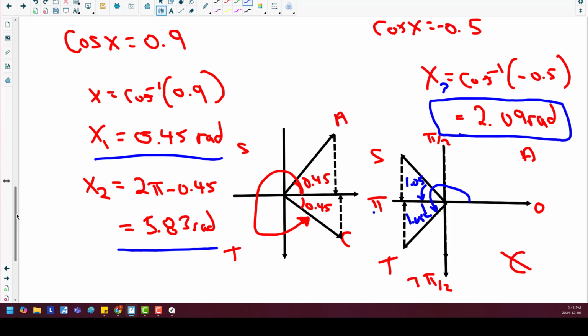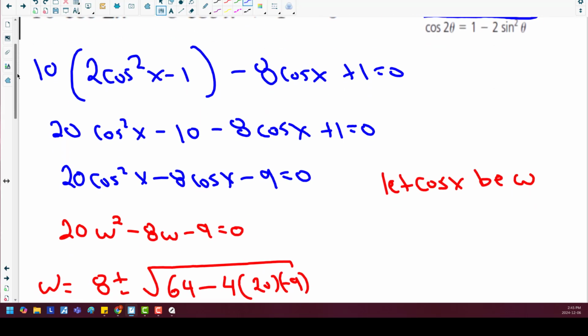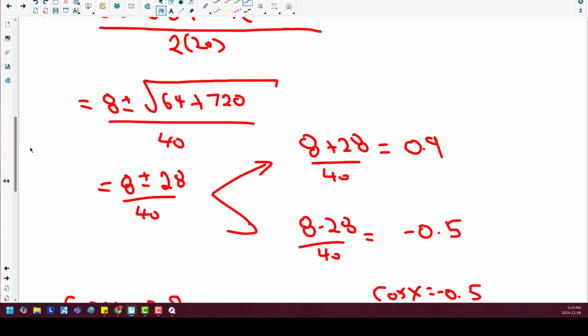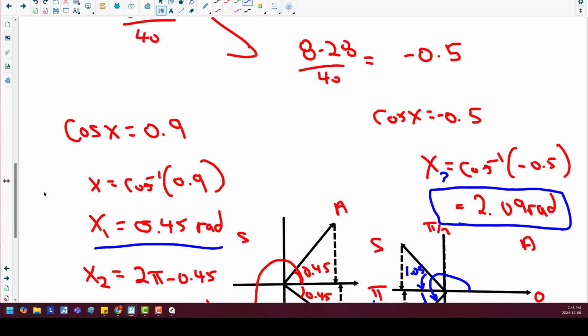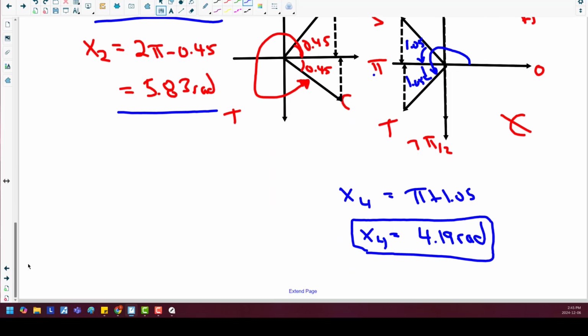So this whole example from the beginning, from here, when you convert it into a quadratic, you have 2 possible solutions with your quadratic, and then because there's 2 equations, each cos equation gives you 2 solutions per equation, so you have 4 answers in total.